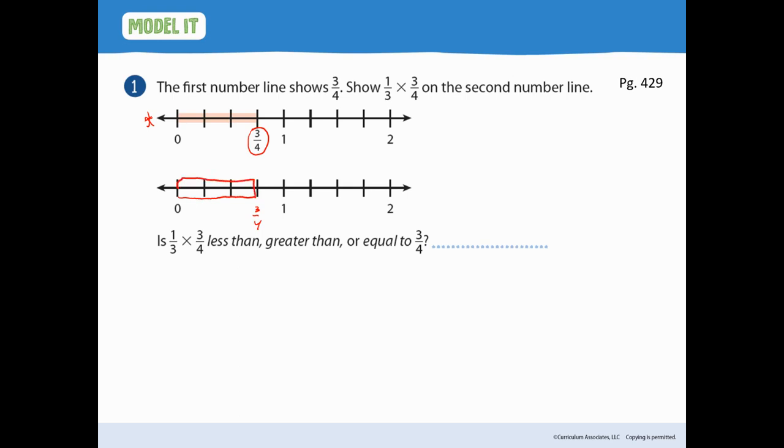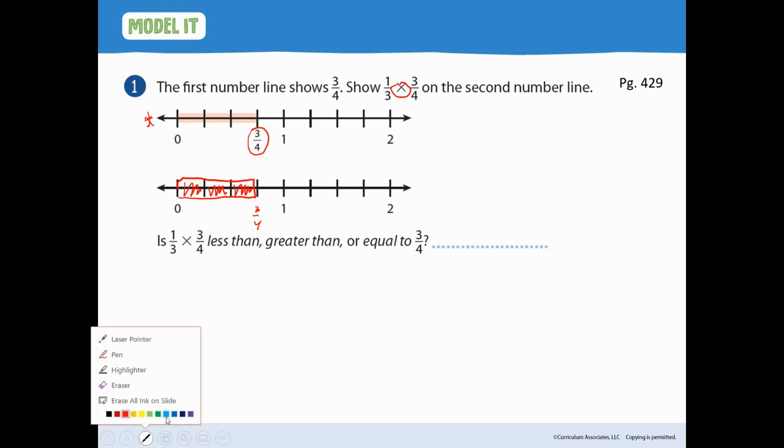Okay, and we call this 3/4 because here's one whole. I have 1, 2, 3 filled in out of 4. So there we go, there's 3/4. Now, it says we've got to show 1/3 of, or multiply, 3/4. We know that multiply is the same as saying "of."